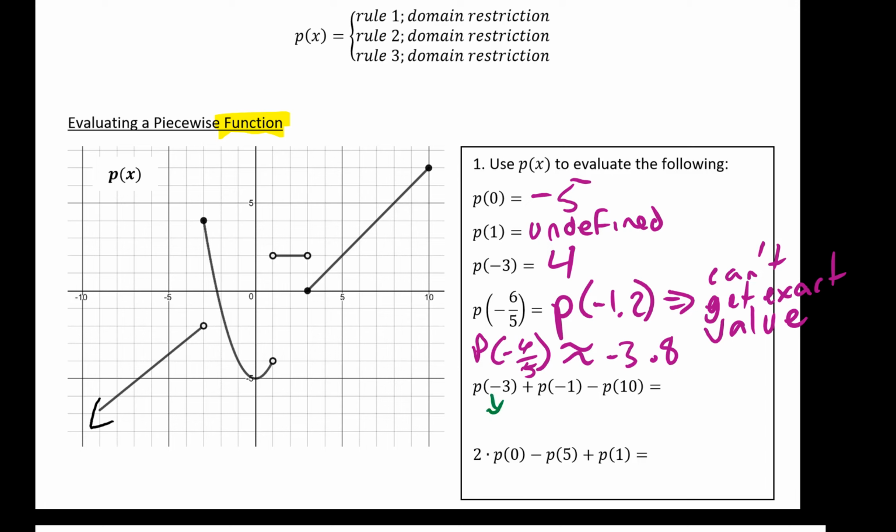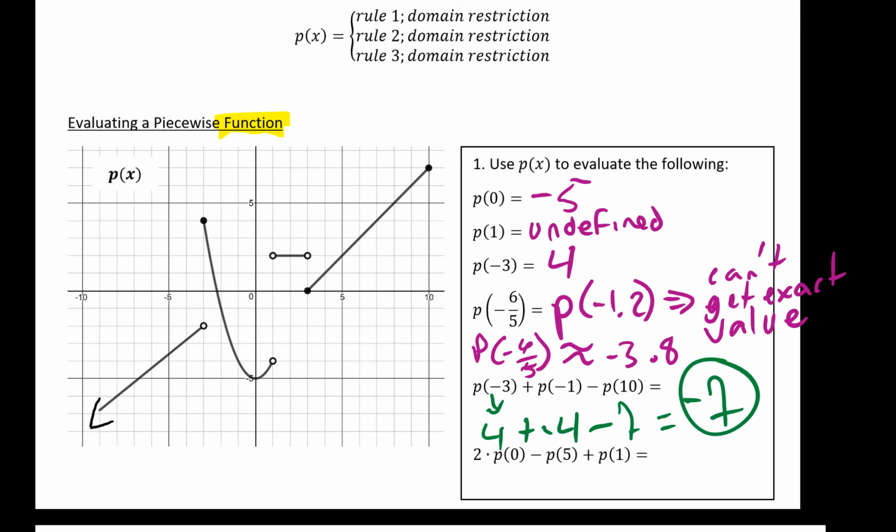So what is P of negative 3? P of negative 3, that was 4. Plus, what's P of negative 1? Negative 4. Minus, what's P of 10? 7. So 4 plus negative 4 minus 7 gives us negative 7. So really that's all we're doing, right? That's all you have to do.